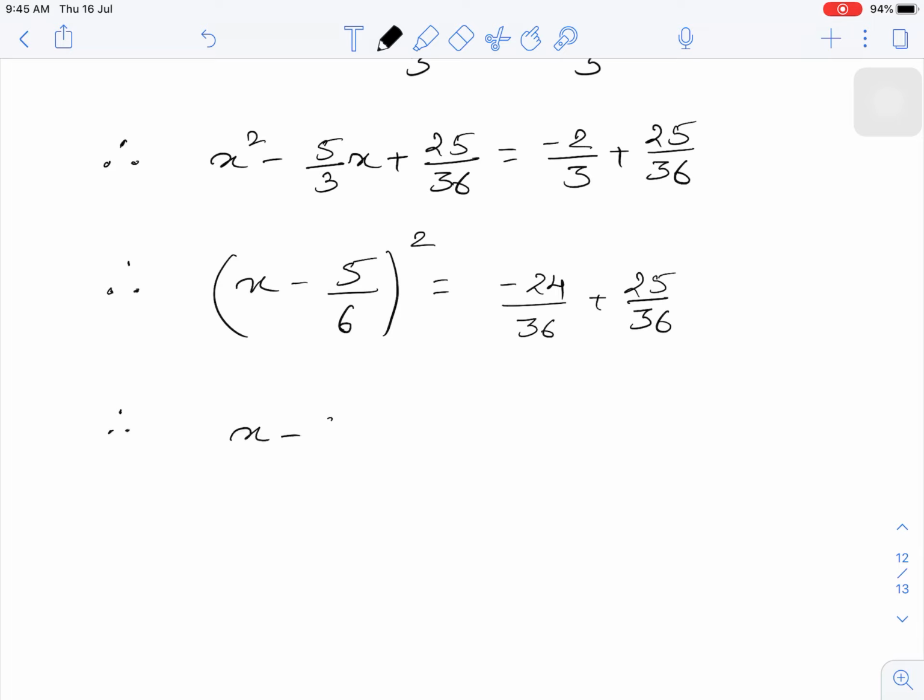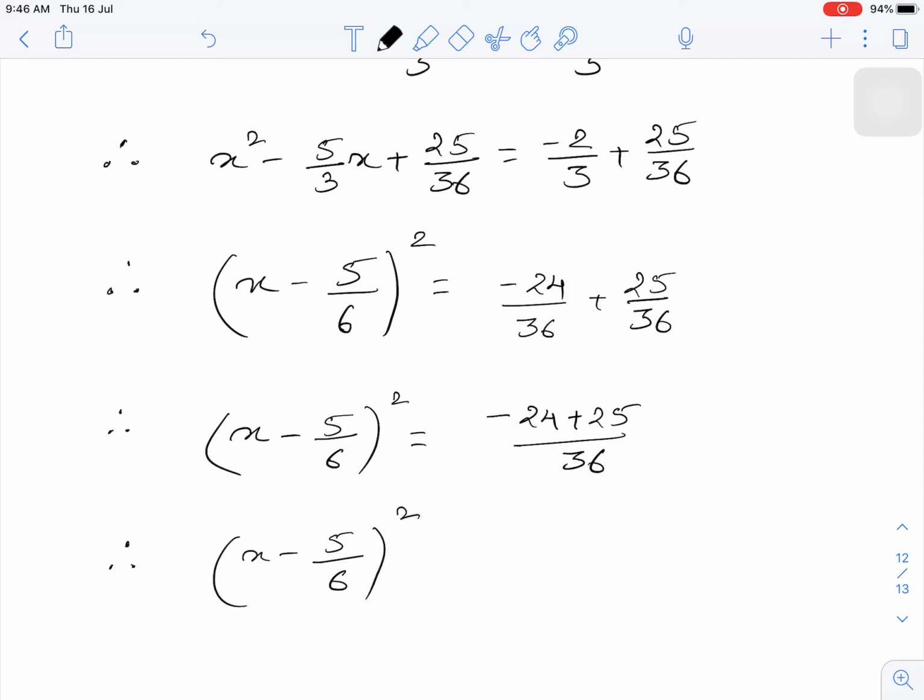Therefore you will get x minus 5 upon 6 bracket square is equal to, now both of these have the same denominator, so we can add or subtract the numerators. Minus 24 plus 25 upon 36. Therefore x minus 5 upon 6 bracket square is equal to, here opposite signs are there, so we will do subtraction. 25 minus 24, 1 upon 36.